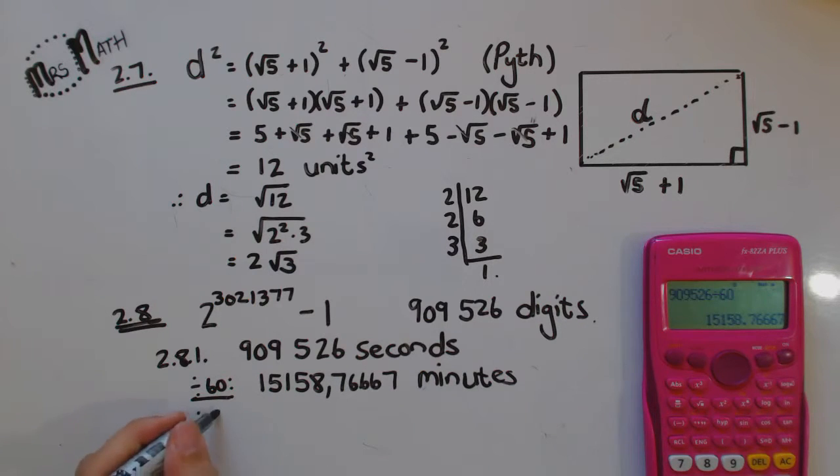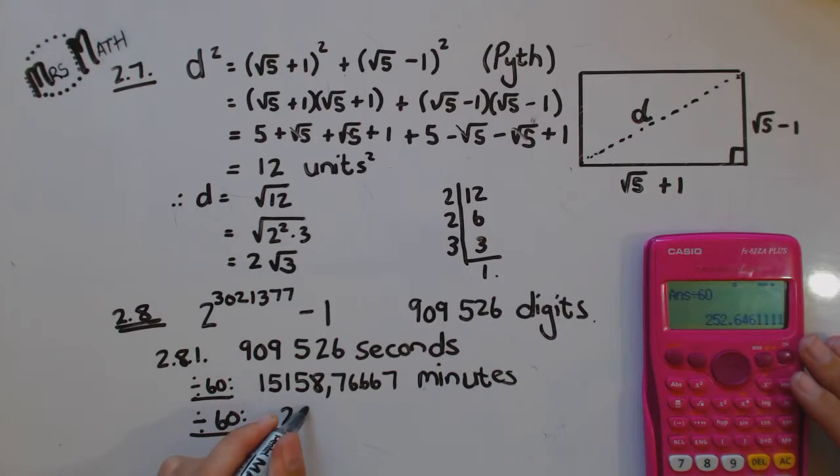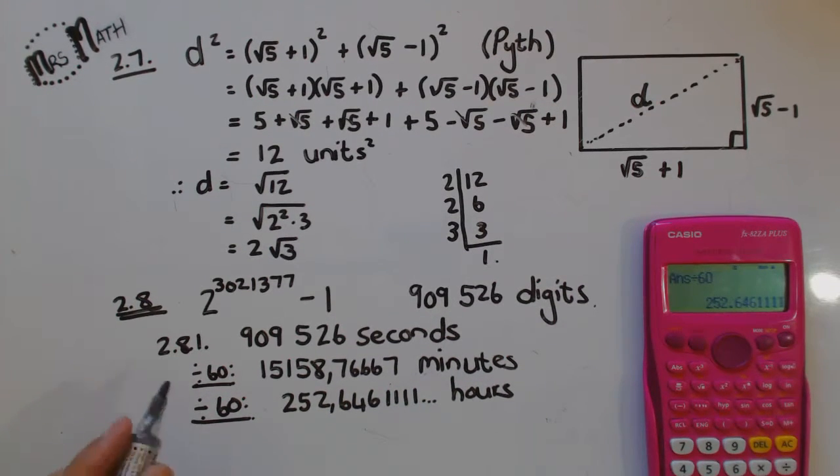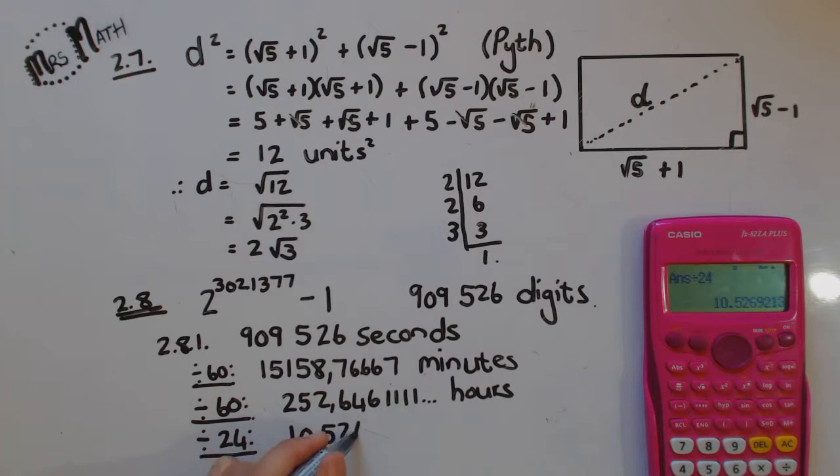And if I go to hours, I'm going to divide it by 60 again. Then I have 252,6461 recurring, so 11111 hours. Let's just write 11111 hours. And then if I'm going to go to days from there, I'm going to divide by 24 hours in a day. This is the amount of hours. If I divide that by 24, then I have 10,5269 days, which is more than a week.